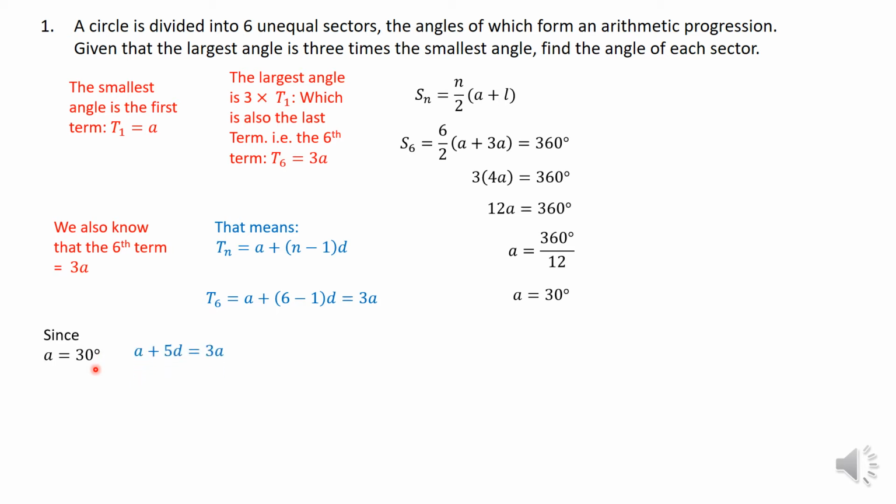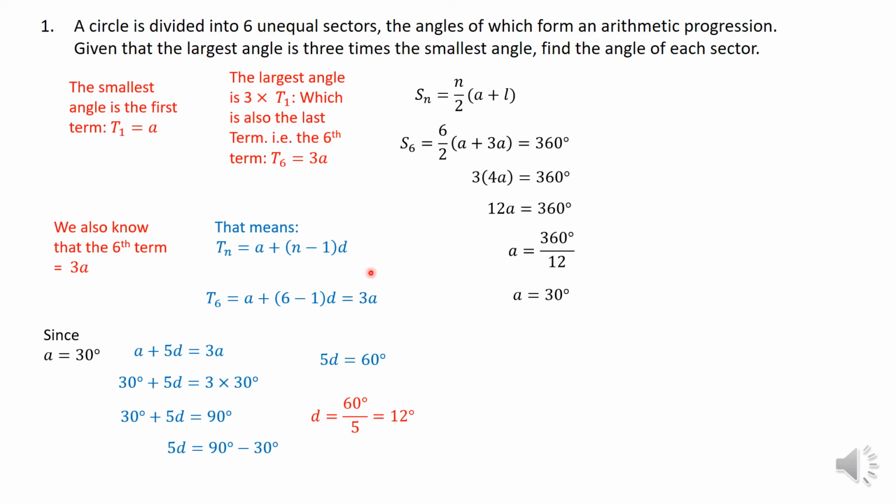a is 30 degrees. So let's go ahead and substitute the 30 degrees everywhere we have an a. This gives rise to 30 degrees plus 5d equals 90 degrees. Now we can solve for the value of d. It is therefore given that d is equal to 12 degrees.